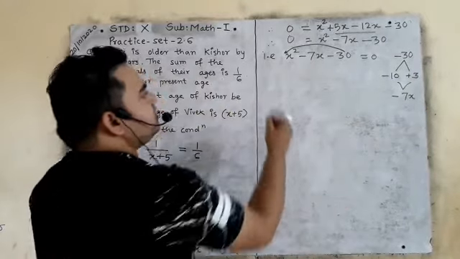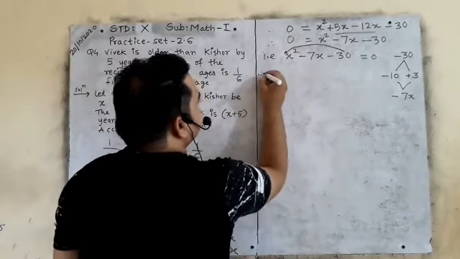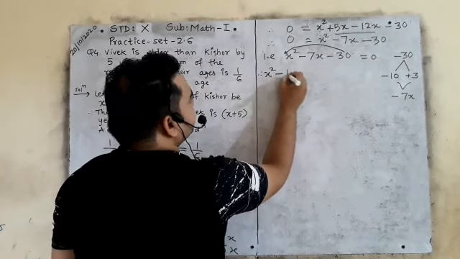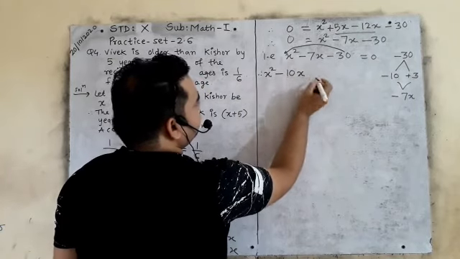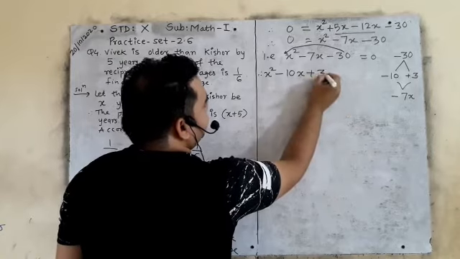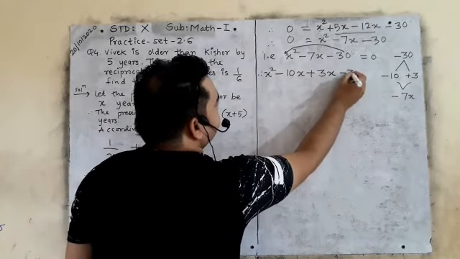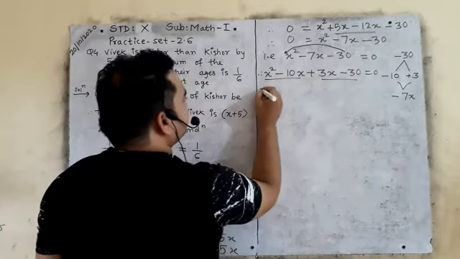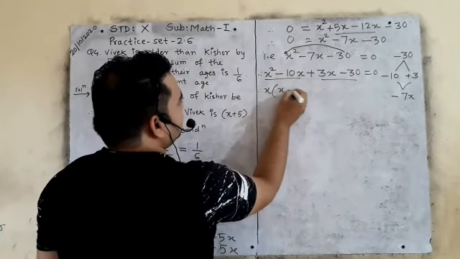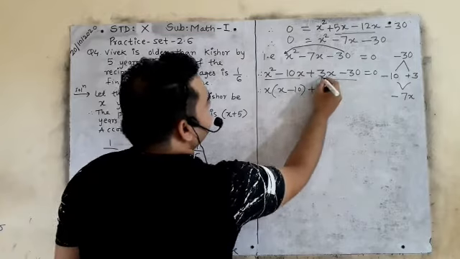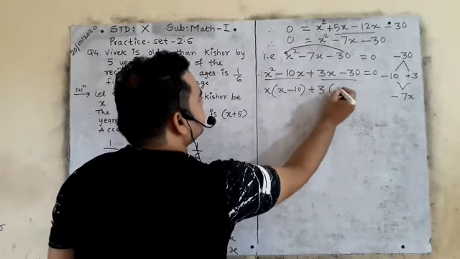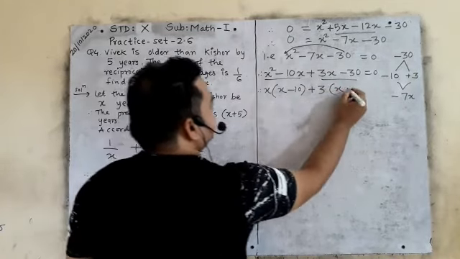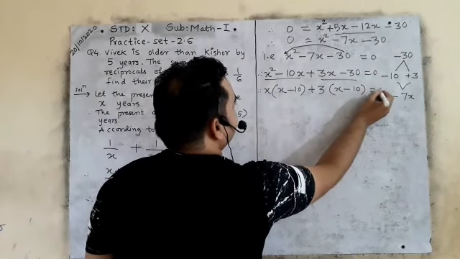Is it clear? Now you will write the first term as it is, x square, minus 10 x is here, so you will use x, plus 3x is here, you will use x, minus 30 equals 0. Now you know how to find the common term. Therefore x is the common. x minus 10 plus 3 tens are 30. So 3 is common. Whatever will be the first bracket, x minus 10 equals 0.